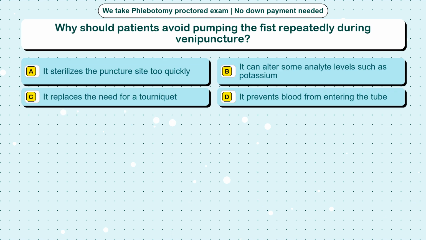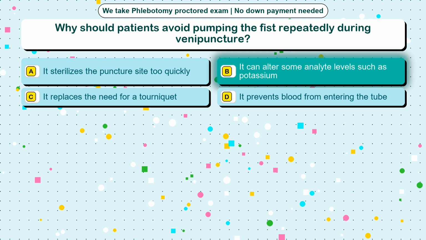Question 12. Why should patients avoid pumping the fist repeatedly during venipuncture? Option A, it sterilizes the puncture site too quickly. Option B, it can alter some analyte levels such as potassium. Option C, it replaces the need for a tourniquet. Option D, it prevents blood from entering the tube.